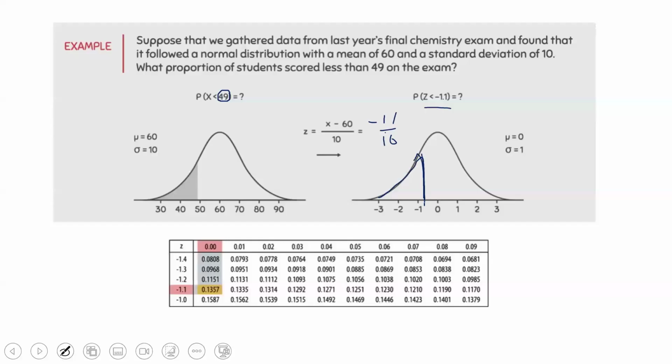Now, what is the area under the curve for minus 1.1? It is 0.1357. That is the area under the curve until minus 1.1, and this is the answer. So the probability of a student getting less than 49 is 0.1357. Got it?